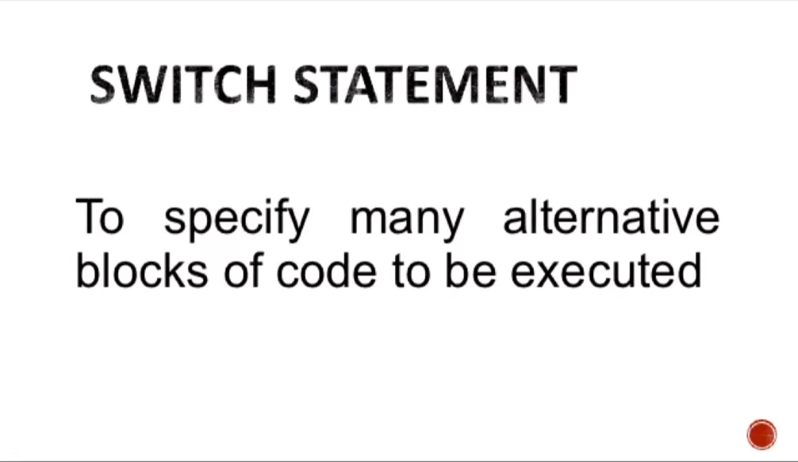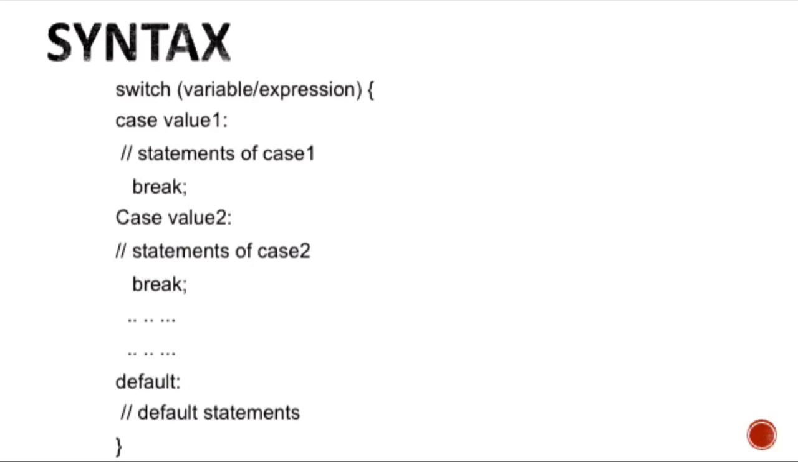The switch statement is used to specify many alternative blocks of code to be executed. So this is the syntax of the switch statement. The switch statement evaluates the condition, mostly a variable, and compares it with the values of each case label. Now, if the value matches a certain case label, then all the statements of the matching case label are executed. For example, if the variable is equal to value 2, in this case, all statements of the matching case are executed.